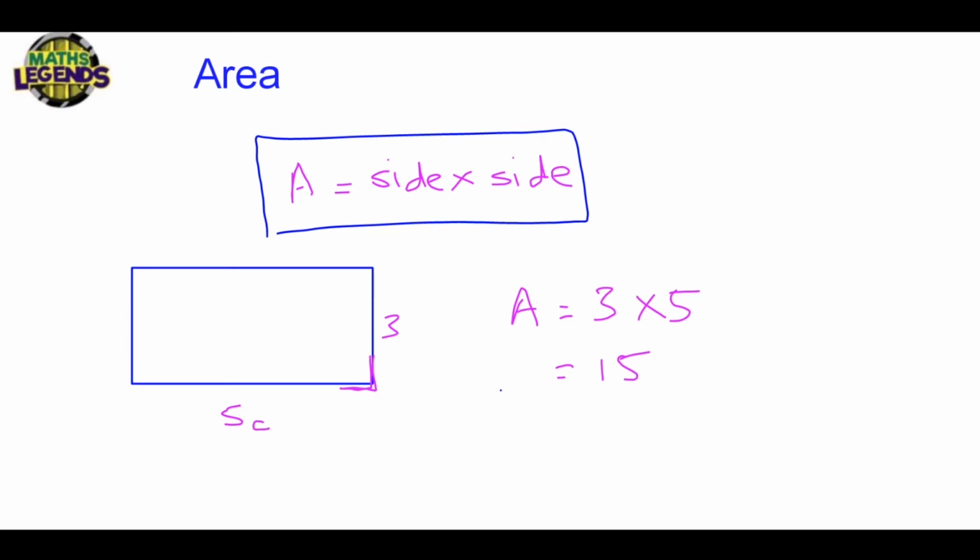Now if the unit is centimeter, we write the unit for the area as centimeter squared. Length has centimeter and area has centimeter squared. Let's look at another example.